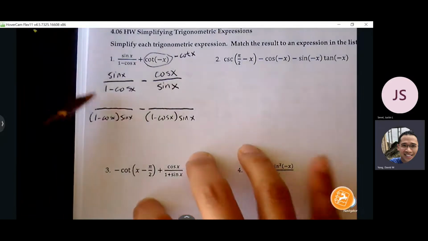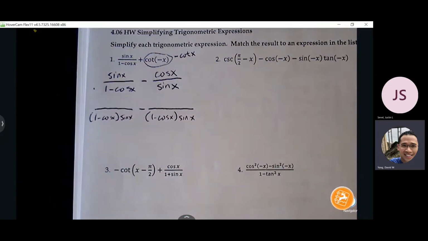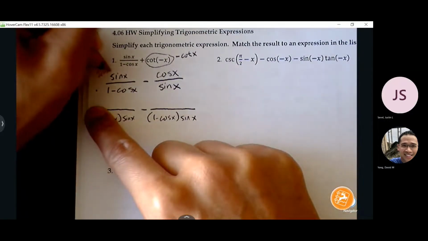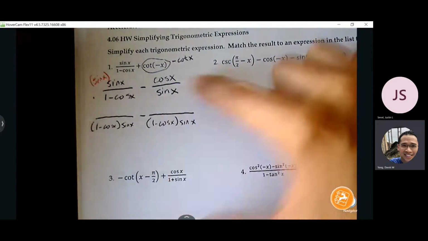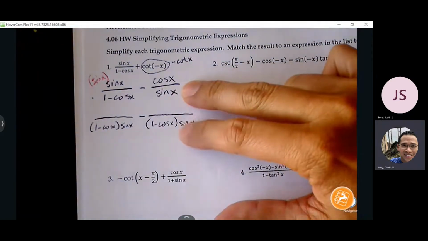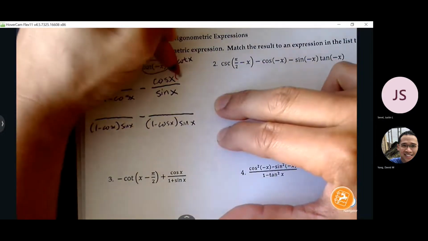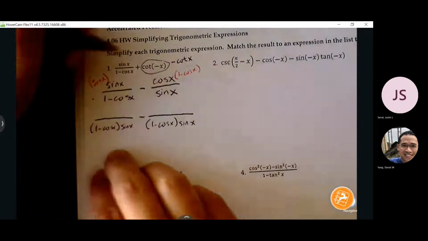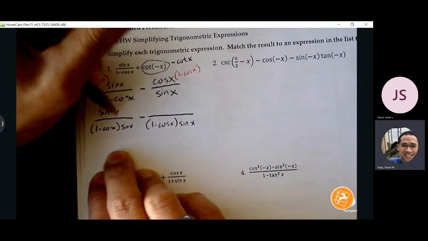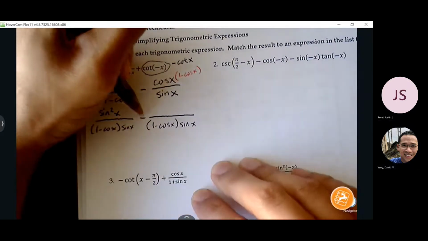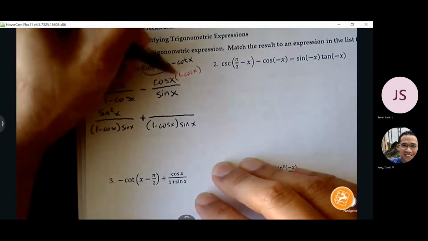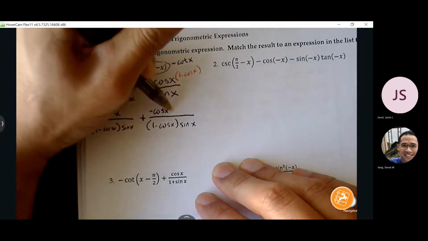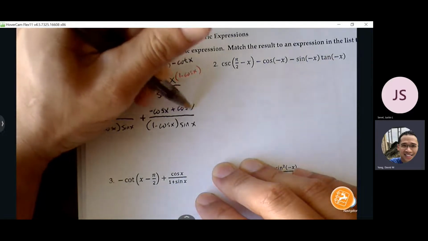I could do some balancing here. This fraction is missing a sine x, so I need to multiply the top by sine x. This bottom portion, the second denominator is missing a 1 minus cosine. So I get sine squared x minus, I'll distribute the cosine through, so negative cosine of x plus cosine squared x.